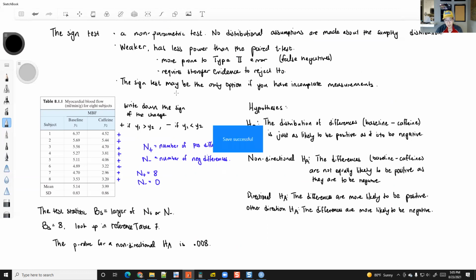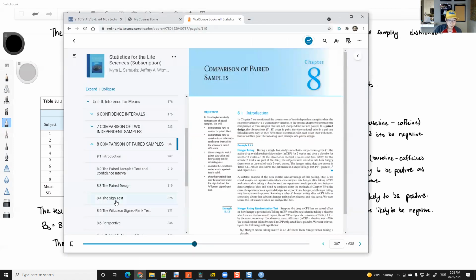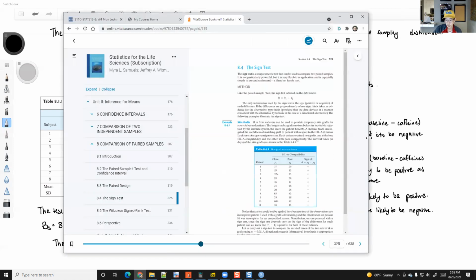Let's do another example for the sign test. I hope that will clear up some questions. This is an example where this might be the only option because we have incomplete measurements. So let me pull up our online textbook here.